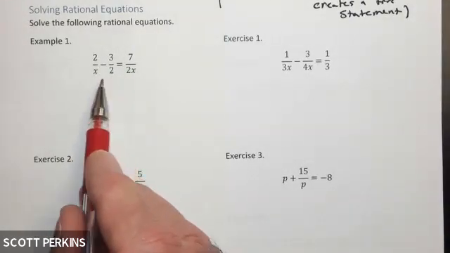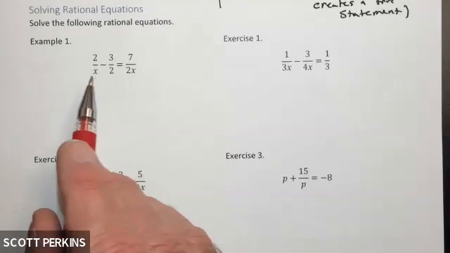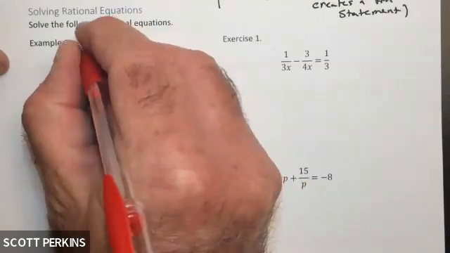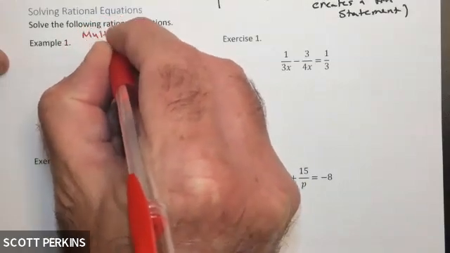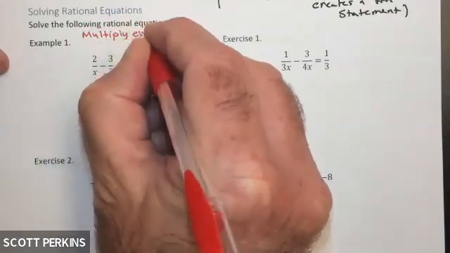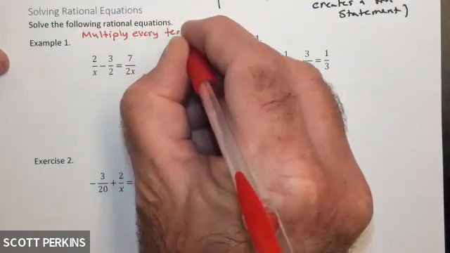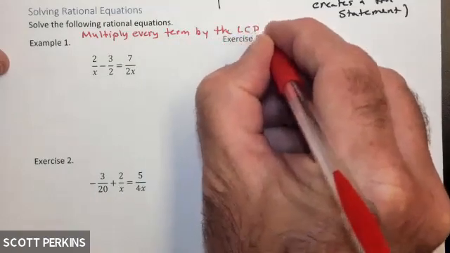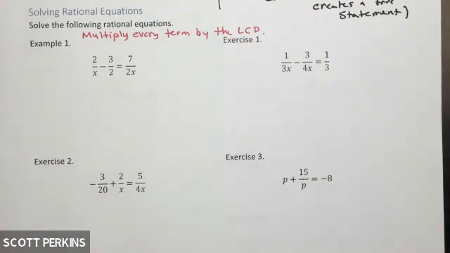I hate fractions. You hate fractions. We want to get rid of the fractions. I don't want to see them anymore. So what we're going to do is multiply every term by the LCD, the least common denominator. We have found another use for the common denominator when I solve equations.